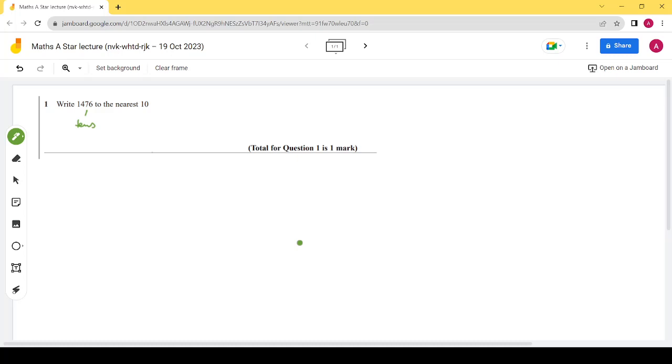We've got the 7 in the tens column. The number after it is a 5 or higher, which means we round up. So to the nearest 10, it will be 1480. Hopefully this sort of question will be pretty straightforward for the majority of you. And then here we've got question 2.